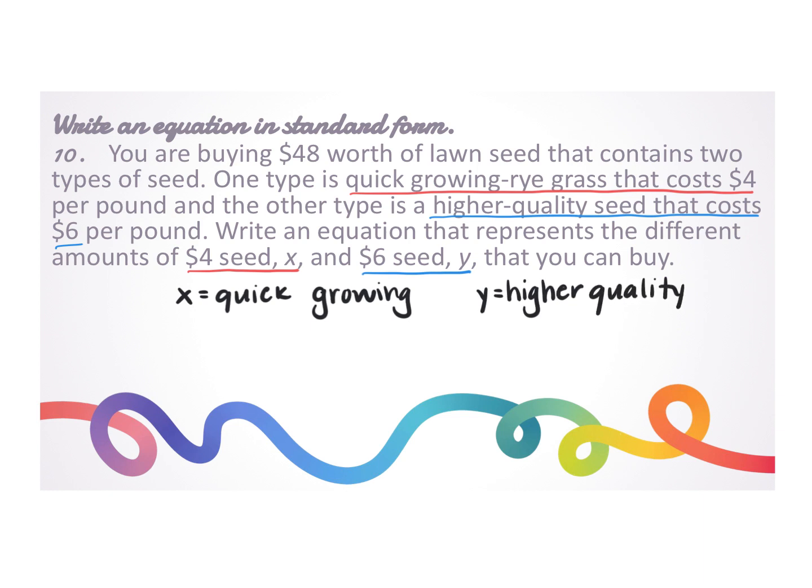Okay, so now let's just set it up. It says the quick growing rye is $4 per pound. So I'm going to say 4x plus the higher quality, 6y equals, and then it's telling me I can spend $48. So that is it. That's what you're doing.